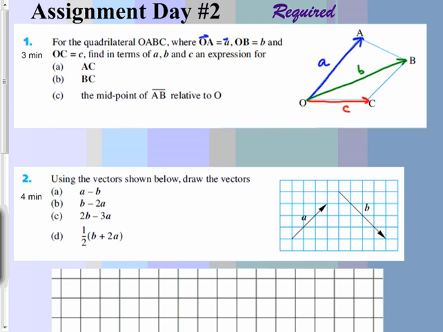Would you agree? I agree that AC, which is right here, could be made up of like AB plus BC. Would you agree that this one I just drew here could be AB plus BC? Does that make sense to you? But you can't use those. You can only use A, B, and C.